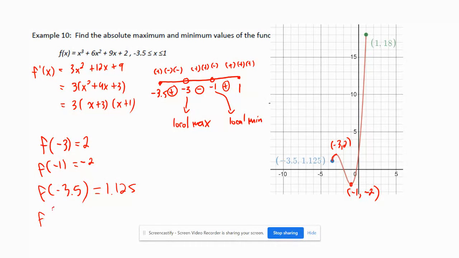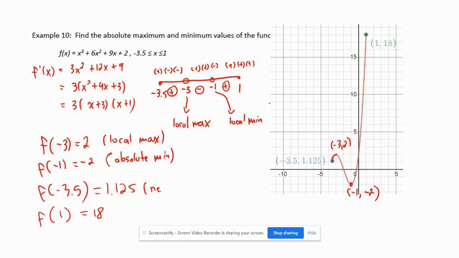If we test f at 1, we go 1 cubed plus 6 times 1 squared plus 9 times 1 plus 2, and we get 18. Okay, so now this point over here, so what's this telling us? We know that this is a local max. Okay, this is a local max, but it's not the absolute max. Now -2, this is the smallest value we have between all these guys over here. So this is going to be an absolute minimum.